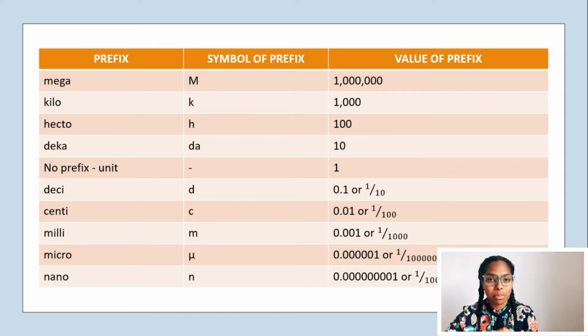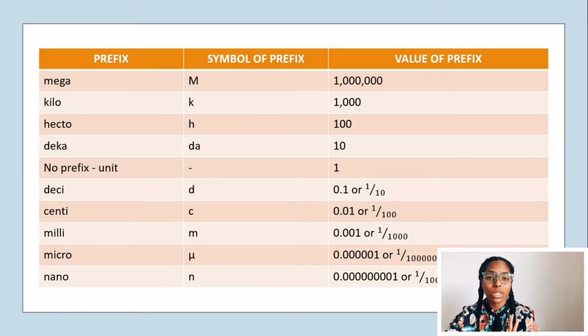Below milli is micro. You might be familiar with the word microns when people are referring to something very small. Micro has this symbol, it's a Greek letter, mu, which is kind of like a U with a little tail at the front. And micro means 1 millionth or 0.000001 or 1 over 1 million.